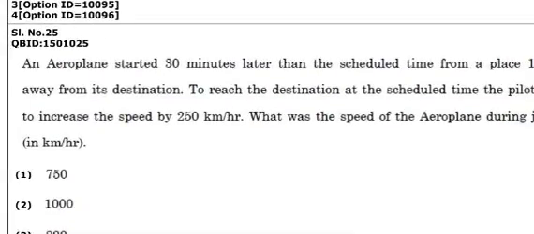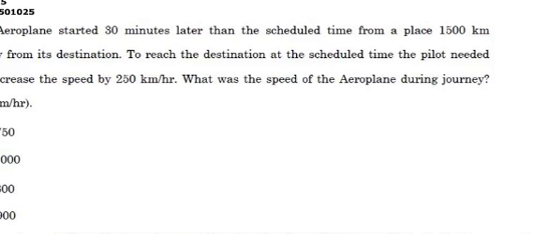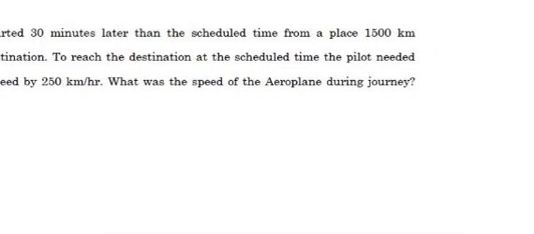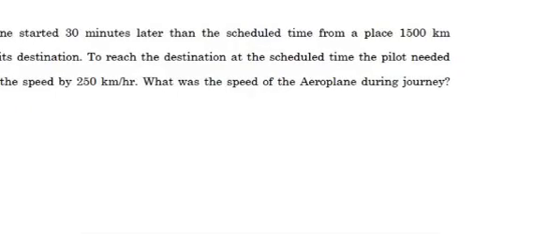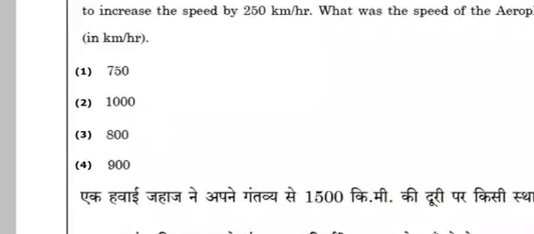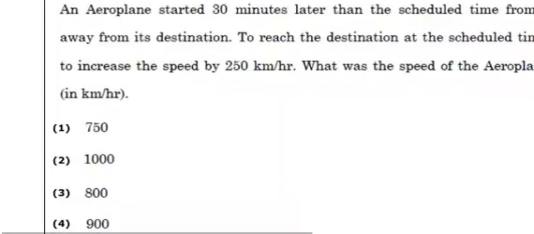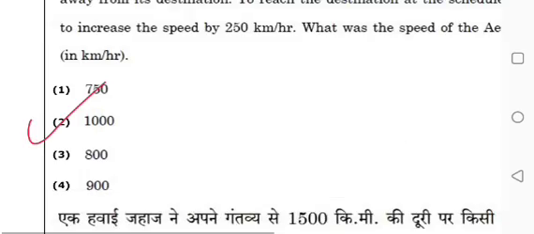Question 25. An aeroplane started 30 minutes later than the scheduled time from a place 1500 km away from its destination. To reach the destination at the scheduled time, the pilot needed to increase the speed by 250 km per hour. What was the speed of the aeroplane during the journey? The options are 750 km per hour, 1800, 900. For 25, the correct option will be 1000 km per hour.